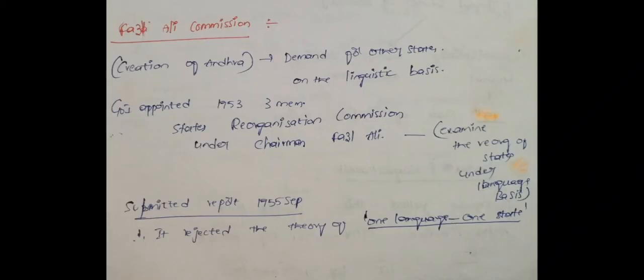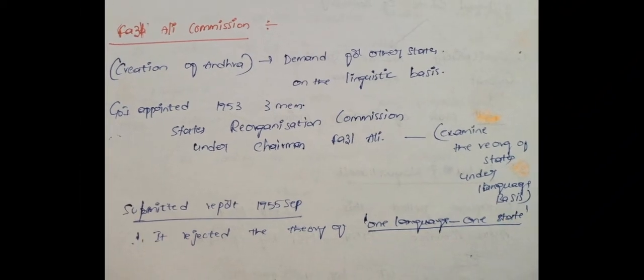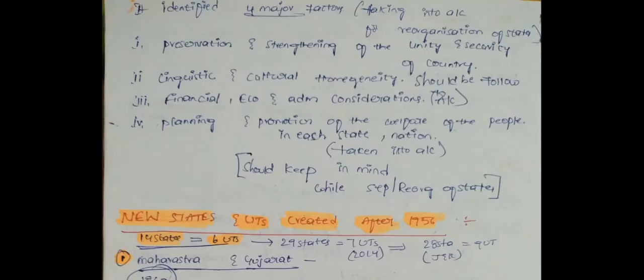At that time, the Government of India appointed the Fazal Ali Commission under the chairmanship of Fazal Ali. This is the States Reorganization Commission, to examine the reorganization of states on a language basis. It submitted its report in September 1955, and it rejected the theory of one language, one state. It identified four major factors that must be taken into account for the reorganization of the states.